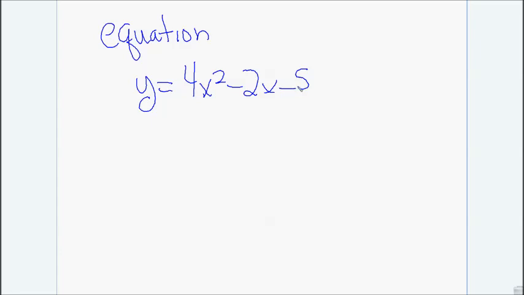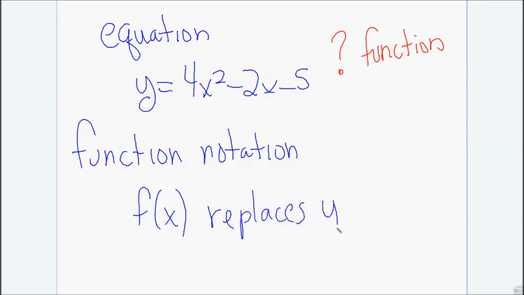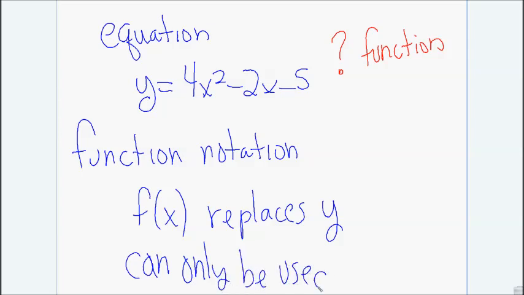So to check if it's a function, I would have to graph it or make a table of values plugging in x's and making sure no other y's pop out. So I would have to test it somehow. I don't know for sure if it's a function or not when it is in this form. If I use function notation, okay, f of x replaces y. Okay. And function notation can only be used for functions.